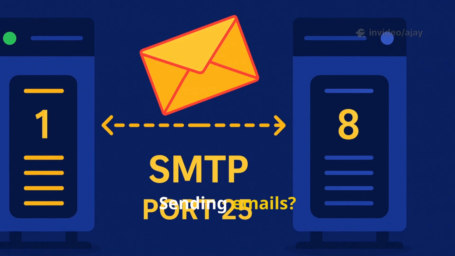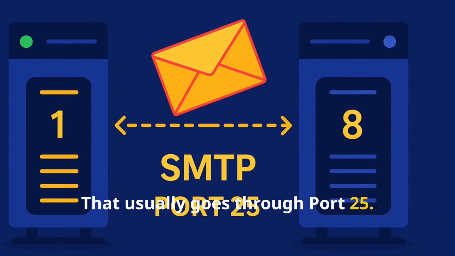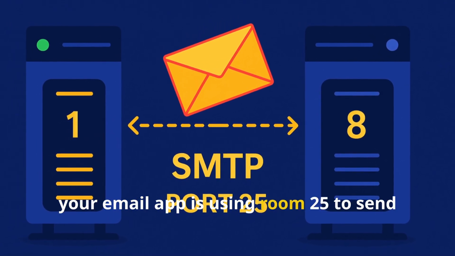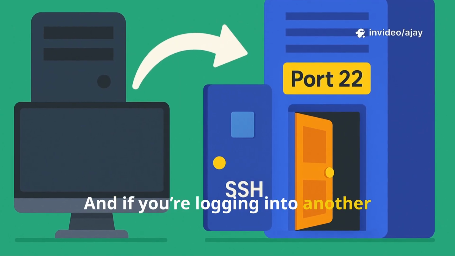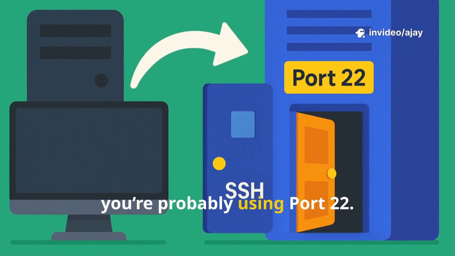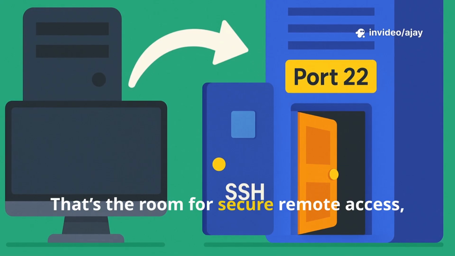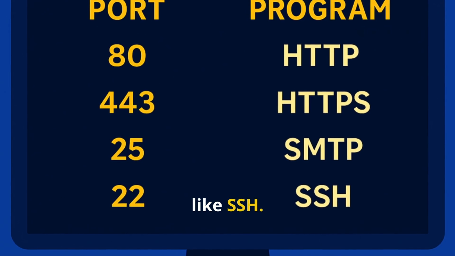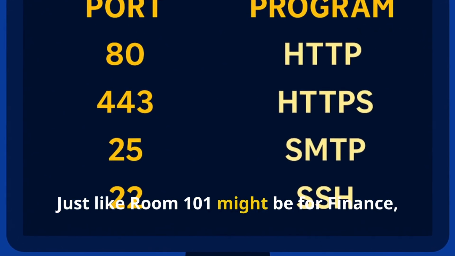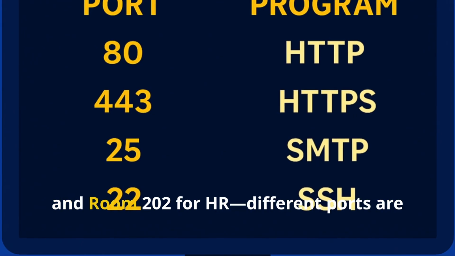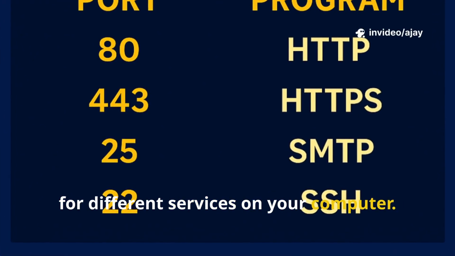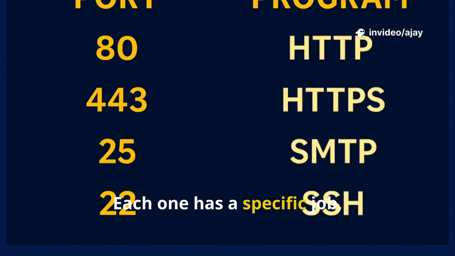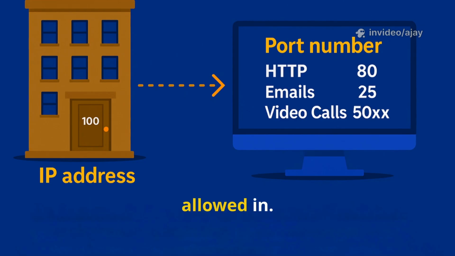Sending emails? That usually goes through port 25. So, your email app is using room 25 to send messages out into the world. And if you're logging into another computer remotely, you're probably using port 22. That's the room for secure remote access, like SSH. Just like room 101 might be for finance, and room 202 for HR, different ports are for different services on your computer. Each one has a specific job, and only the right kind of data is allowed in.